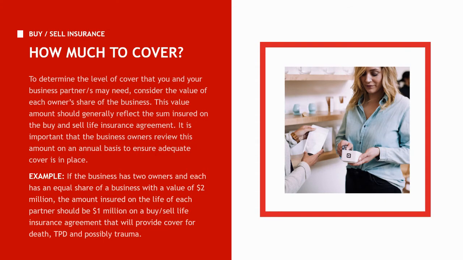This value should generally reflect the sum insured under the agreement, and it's important that you do actually review this. As the business increases in value, so should this insurance potentially increase in value. So if the business has two owners, each with an equal share in the business, let's just say it's worth $2 million, then the amount insured on the life of each partner should be $1 million on the buy-sell life insurance agreement. That will possibly cover death, TPD, and possibly trauma as well, and that would be $1 million each.